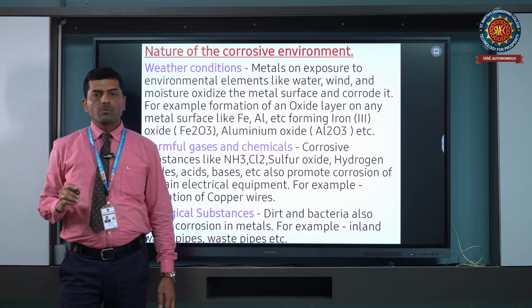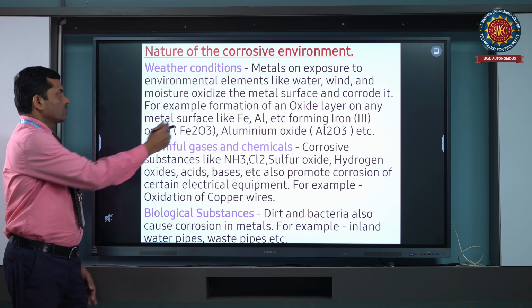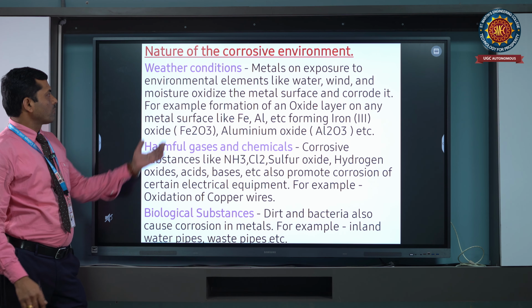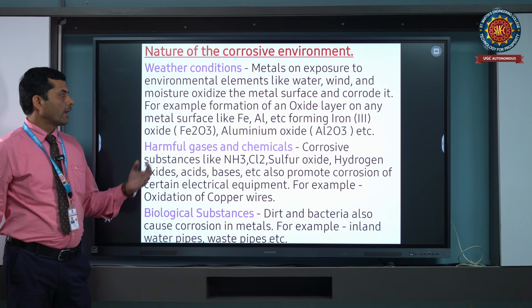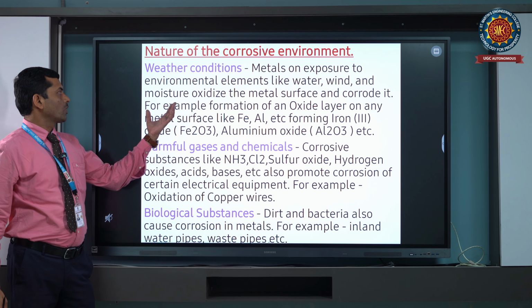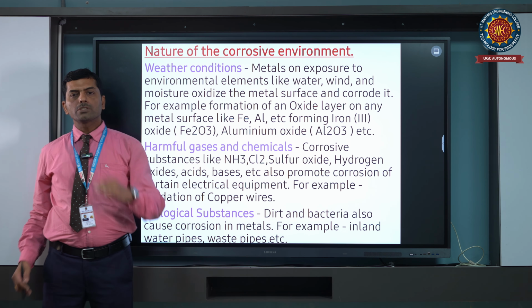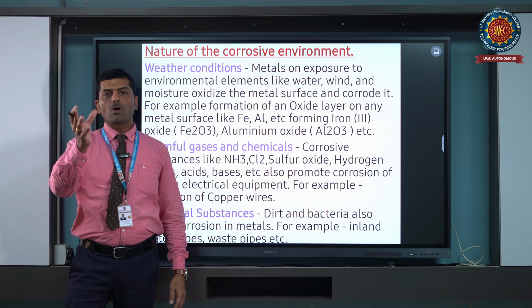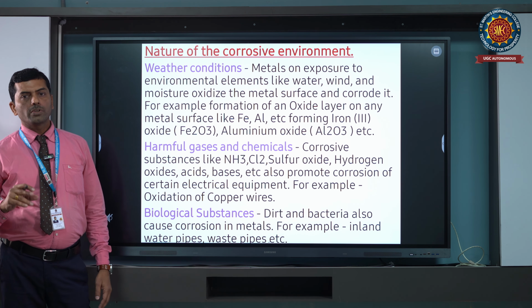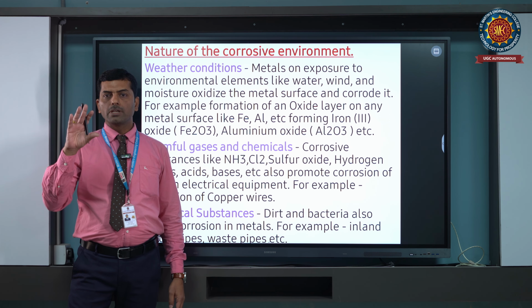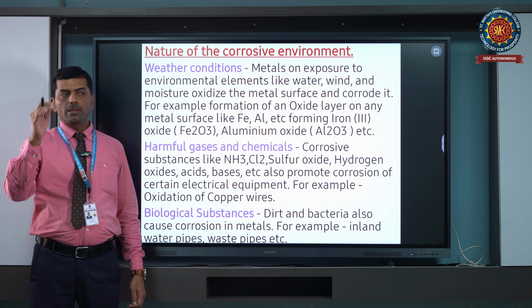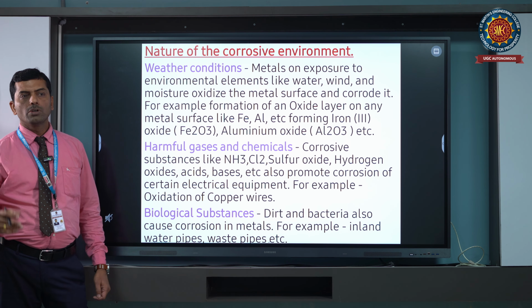What are the weather conditions? Metals are exposed to environmental elements like water, wind, and air, and moisture. They oxidize the metal surface, leading to the formation of a metal oxide film. In this way the corrosive environment arises. It is a major part, where all the highly active metals are converted to corroded metals.